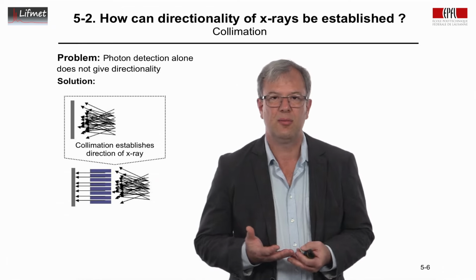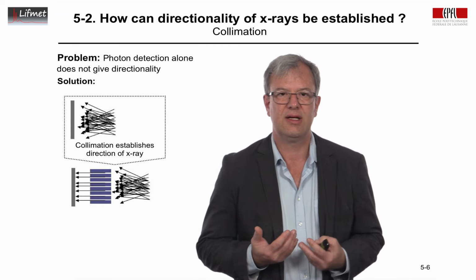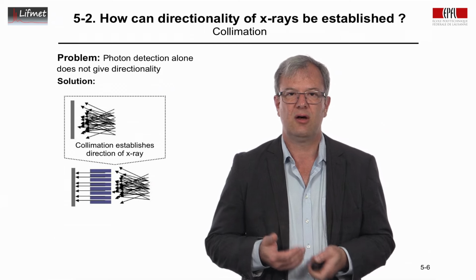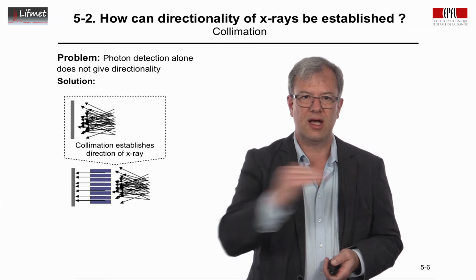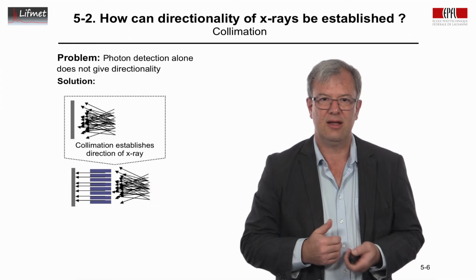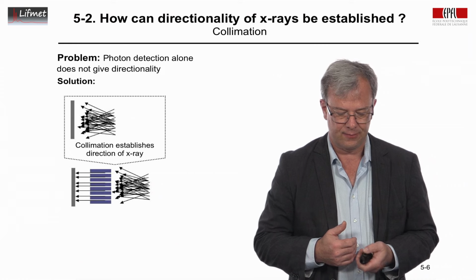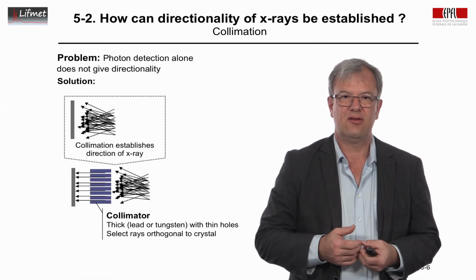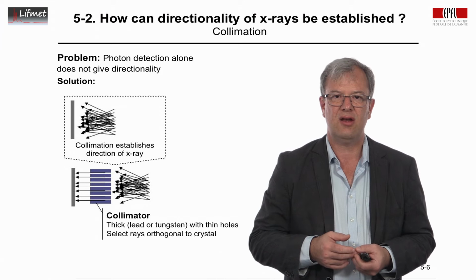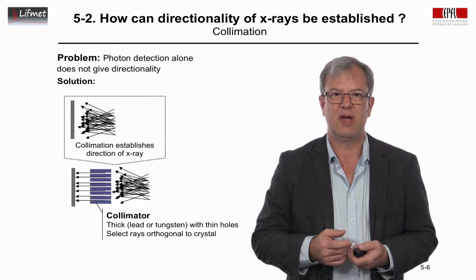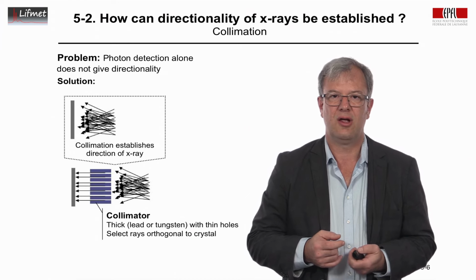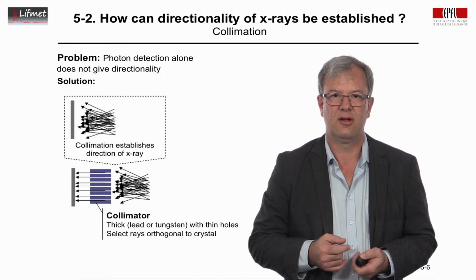Now this is an extreme simplification, but it serves to illustrate the principle that we put in the collimator and only X-rays that satisfy the collinearity of going from left to right in this direction are being passed through, in an idealized way. The collimator typically is fairly thick material. It is lead or tungsten, so it has high Z, it has thin holes, and this basically establishes that only rays parallel and orthogonal to the crystal pass to the crystal.